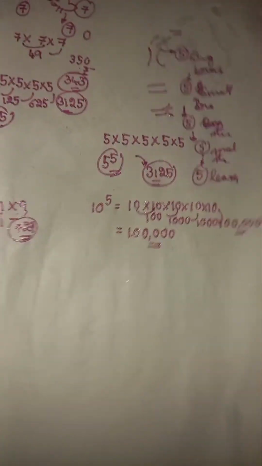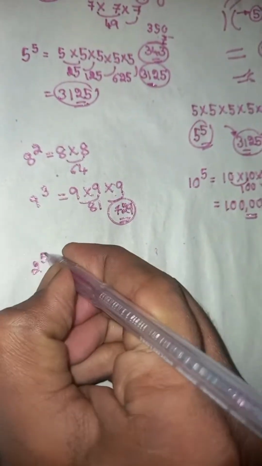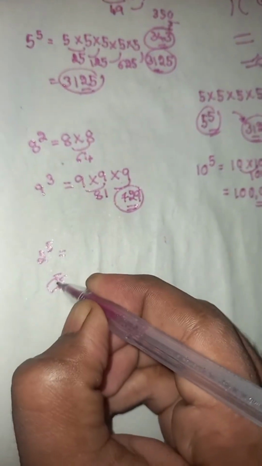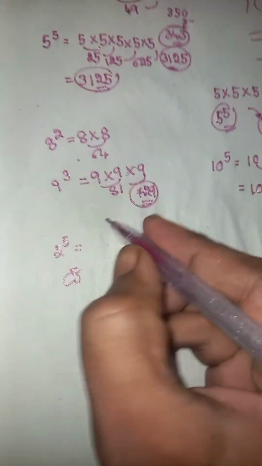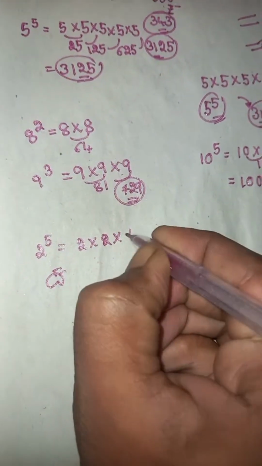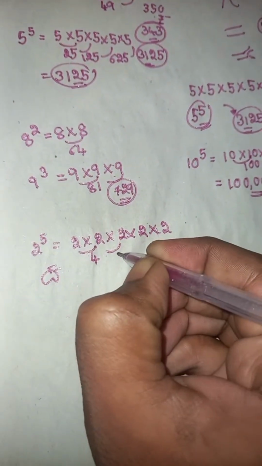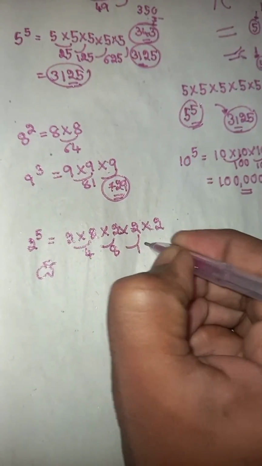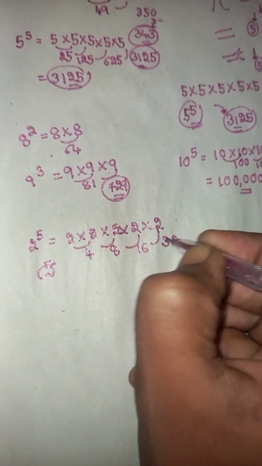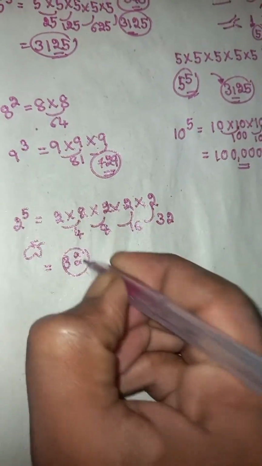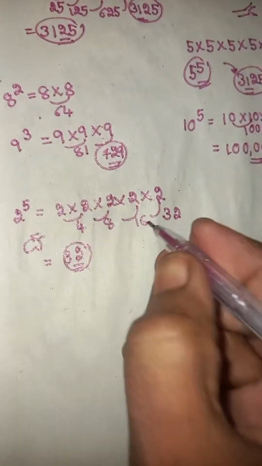I am going to tell how exponents work with a negative exponent. 2 to the power of 5 you can think of as apples. What is 2 to the power of 5 apples? You can multiply 2 five times: 2 times 2 times 2 times 2 times 2. 2 times 2 is 4, 4 times 2 is 8, 8 times 2 is 16, 16 times 2 is 32. So 2 to the power of 5 equals 32, meaning it has 32 apples.